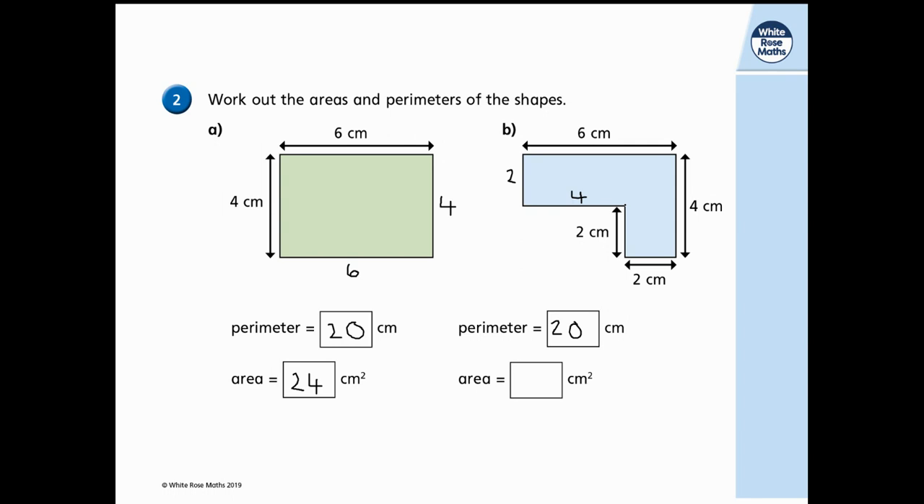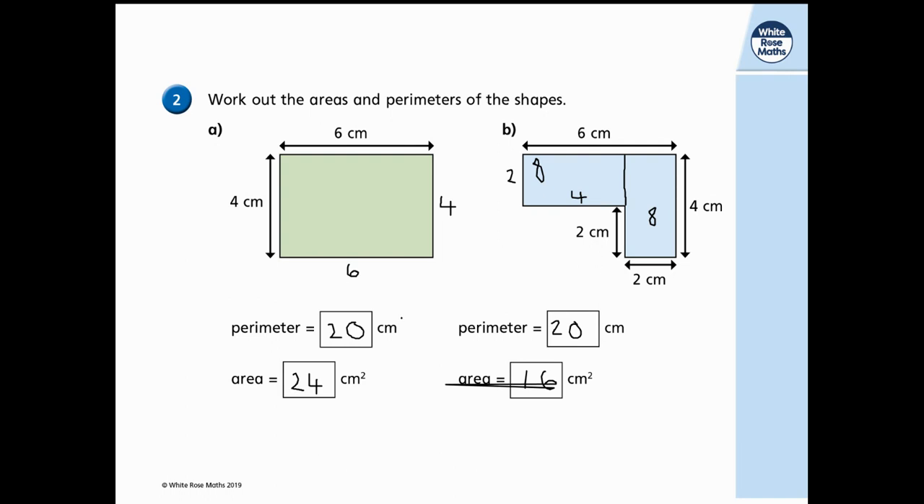So what I'm going to do is draw a little line there to make my shape into 2 rectangles, and I can work out the area because I know that this rectangle here would be 2 times 4, which is 8. And I know that this one would be 4 times 2, which is 8. 8 add 8 would give me a total area of 16.